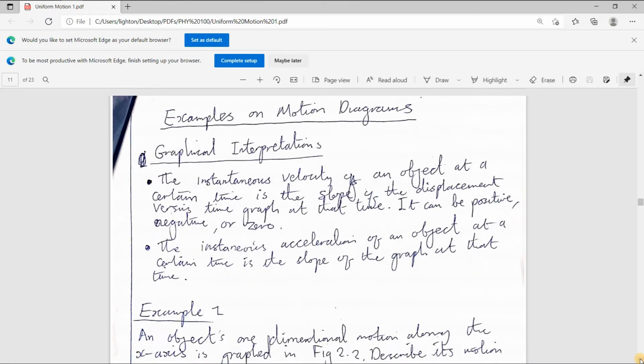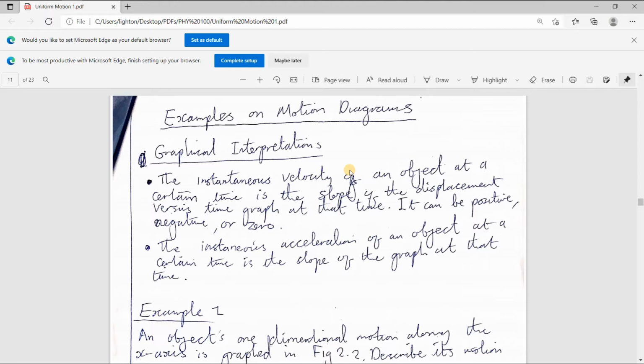When you're looking at diagrams involving motion, the instantaneous velocity of an object at a certain time is the slope of the displacement versus time graph. It can be positive, negative, or zero. So what do we mean by instantaneous velocity? Instantaneous velocity is just the velocity at that instant, or the limit of delta x over delta t as delta t approaches 0.